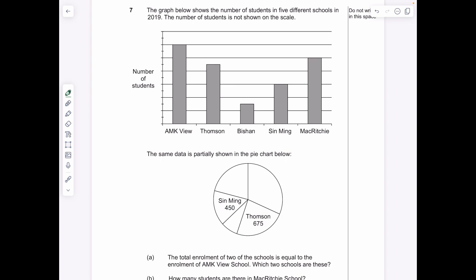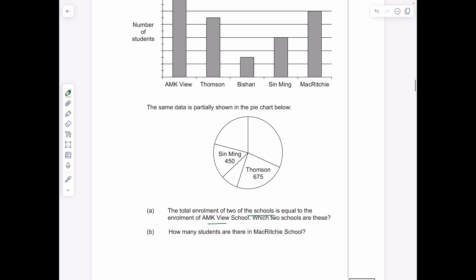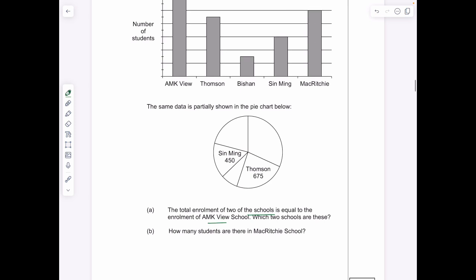Okay, question 7. The graph below shows the number of students in 5 different schools in 2019. The number of students is not shown on the scale. The same data is then shown in the pie chart. The total enrollment of 2 schools is equal to the enrollment of Ang Mo Kio View School. Which 2 schools are these?